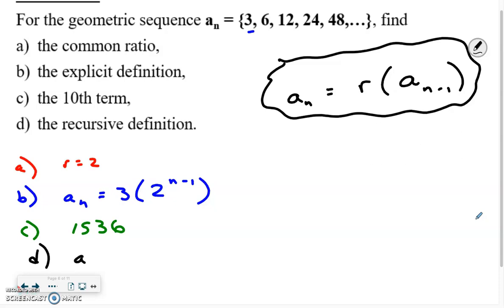Okay? So for our particular example that we have in mind here, the best we can do to adjust this, what is R again, please? 2 times a sub n minus 1. That would be our recursive definition. All right, questions on this?